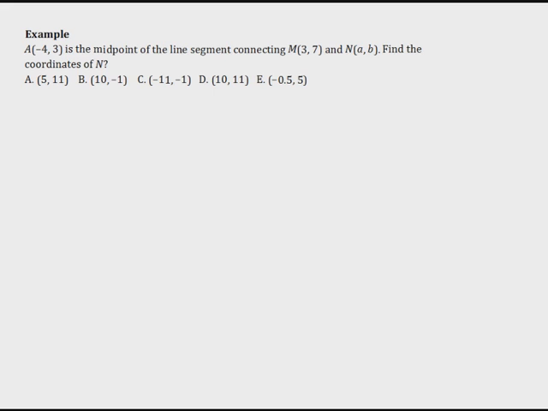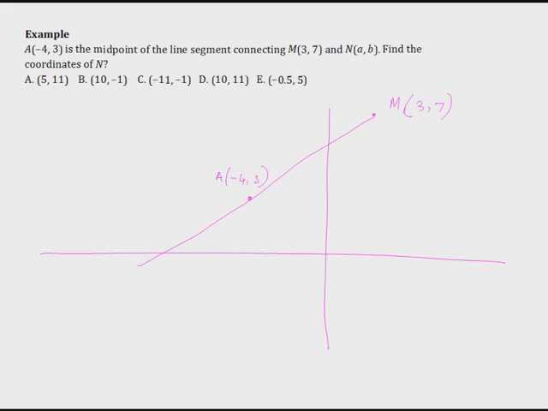A(-4, 3) is the midpoint of the line segment connecting M(3, 7) and N(a, b). A(-4, 3) is somewhere here, and M(3, 7) will be somewhere here. And N(a, b). So if A is the midpoint, N is going to end up somewhere here. I don't know whether it's going to go below the x-axis, but somewhere there. And I need to find a, b.